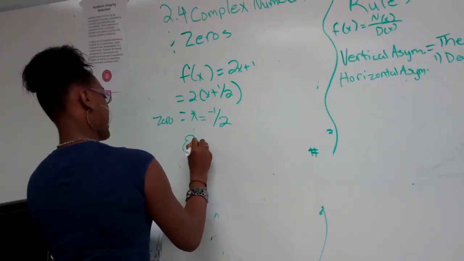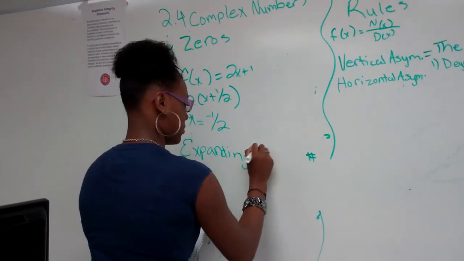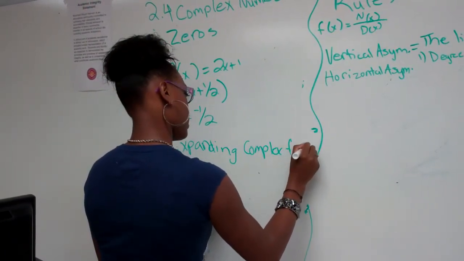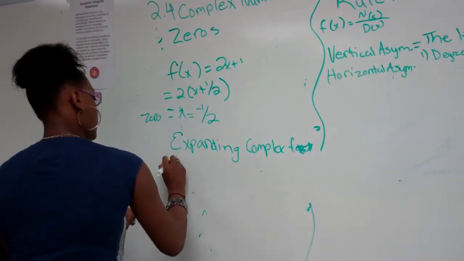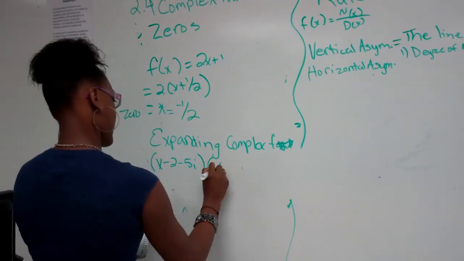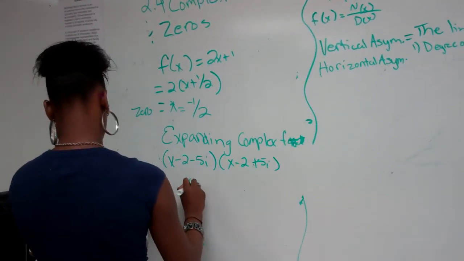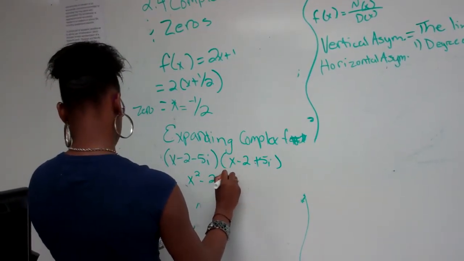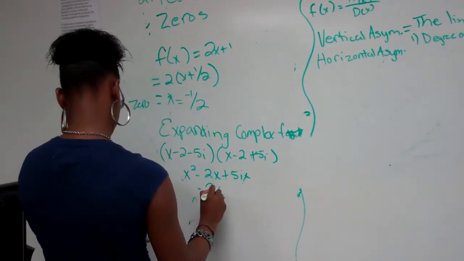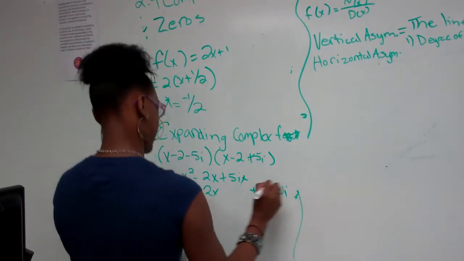And we can also talk about expanding complex factors. So say you have an example of x minus 2 minus 5i, and then x minus 2 plus 5i. That'll give you x squared minus 2x plus 5ix. Subtract minus 2x plus 4 minus 10i.